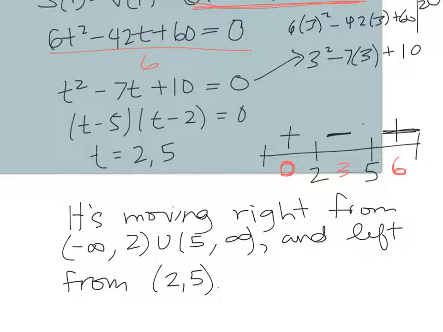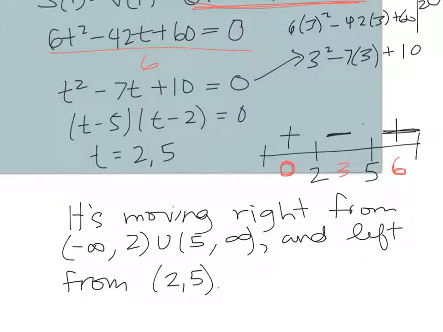Does this make sense to everybody, though? He's moving right when the velocity is positive. He's moving left when the velocity is negative. We're going to be doing a lot of stuff like this, because this also tells you about the original graph. The graph of the position would be increasing from negative infinity to 2, then decreasing from 2 to 5, and increasing again after 5.